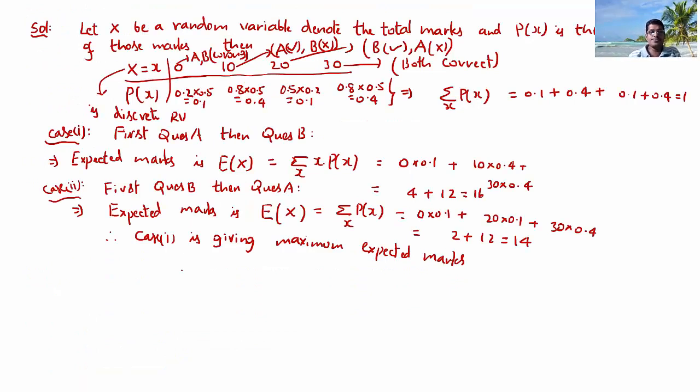Therefore, the answer is accordingly option B. That means question A is attempted first and correct, question B is attempted and wrong. That is, here 30 is correct, the into mark is wrong. Take care. This is a very, very important and tough question also. So this is the end of the question.